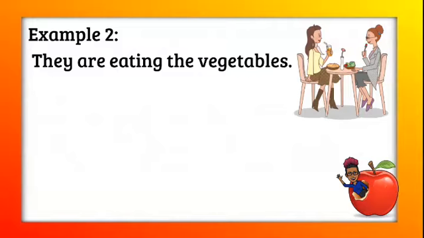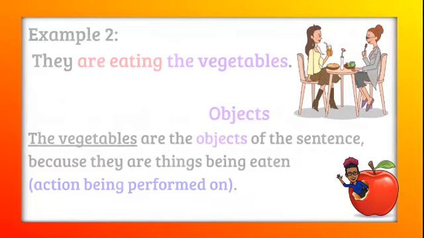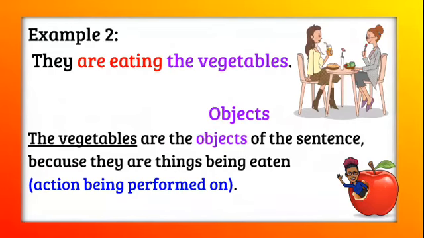Example number 2. They are eating the vegetables. The vegetables are the objects of the sentence because they are the things being eaten. In other words, the action is being performed on. So they are receiving the action. So vegetables are our objects of the sentence.